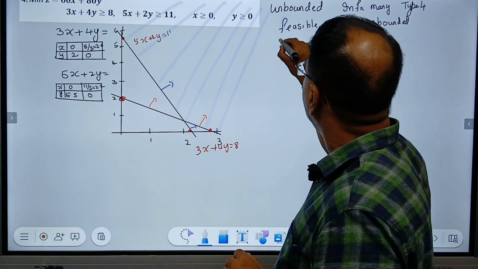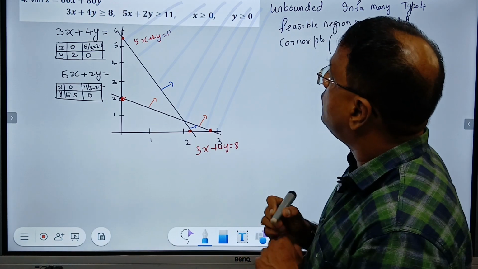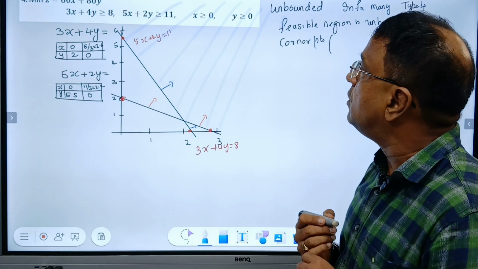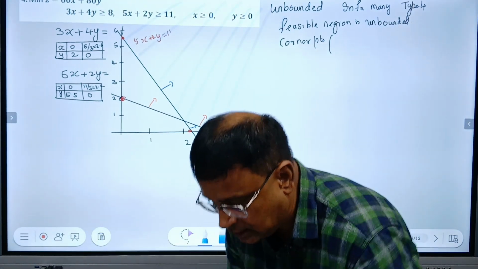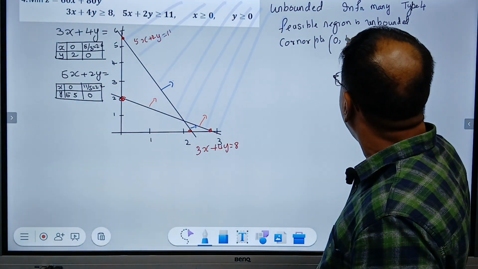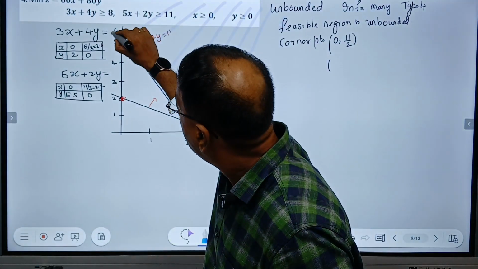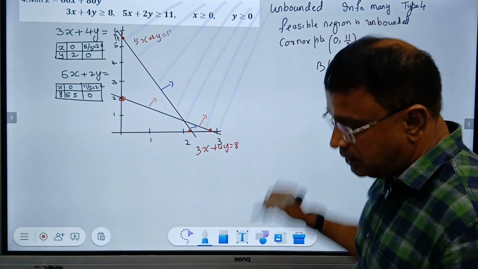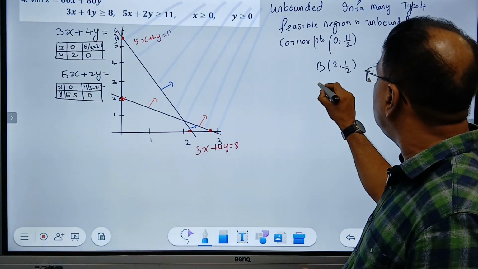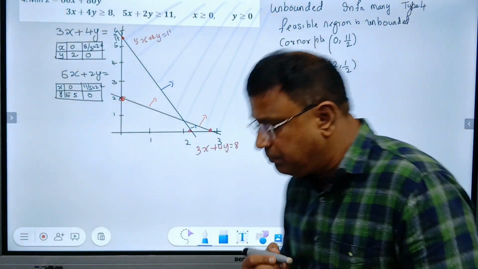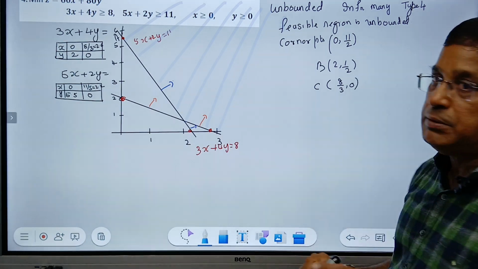But before that, what are the corner points? The first corner point is 0 comma 5.5, which is 11 by 2. This is A. And the second corner point B, when you solve it, you will get 2 comma 1 by 2. And C will be 8 by 3 comma 0. Don't take it as 2.6, keep it as 8 by 3.